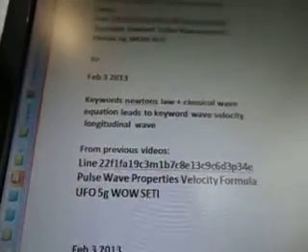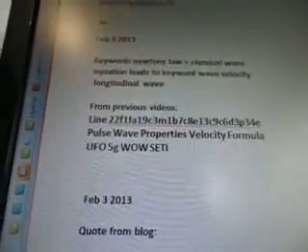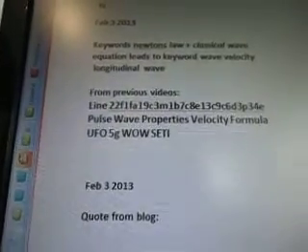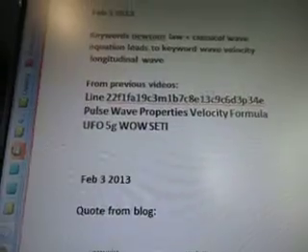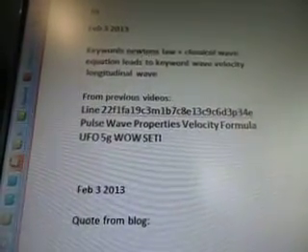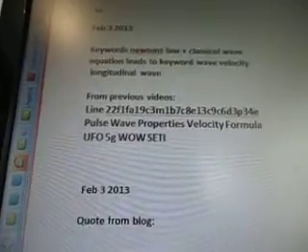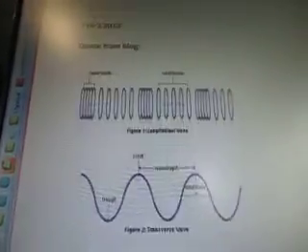The keywords Newton's law and classical wave equation leads to the keyword wave velocity and longitudinal waves. And that's from the previous video of line 22f1fa19c3m1b7c8e13c9c6d and 3p34e. Pulse wave properties, velocity formula, UFO 5G Wow Seti. Okay, February 3rd, quote from blog.